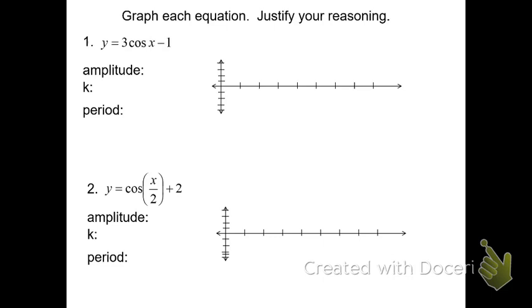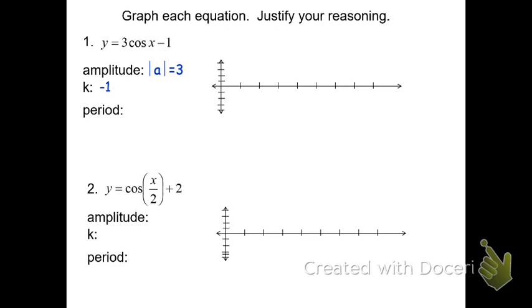Now let's look at two cosine graphs here. I have two equations, y equals 3 cosine x minus 1, and the second problem, y equals cosine of quantity x over 2 plus 2. Now, the first problem, y equals 3 cosine x minus 1, the amplitude is 3. It says 3 cosine of x. There is a vertical shift, so k equals negative 1.